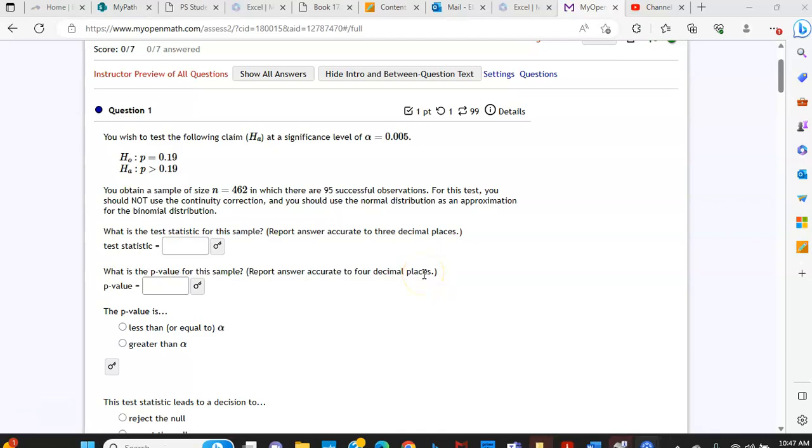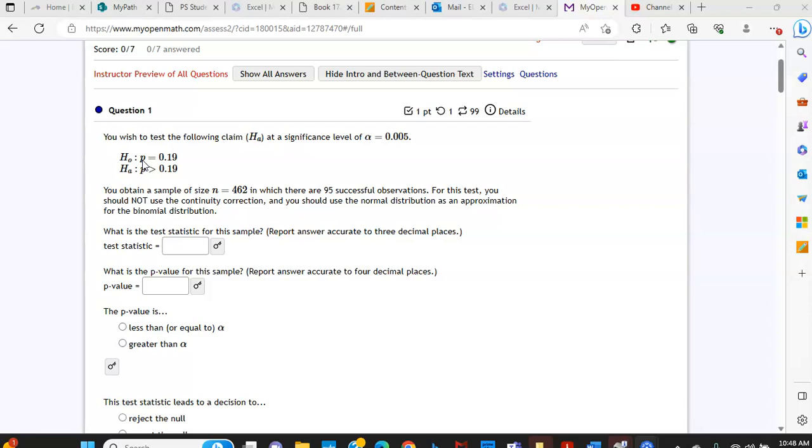Okay, so let's look at this proportion problem. Let's notice that since there's a p instead of a mu, this tells us proportion. First, I'm going to write down that our alternate is p is greater than 0.19. I have a sample size of 462, so that's large, and there are 95 successful observations. So you should use a normal distribution.